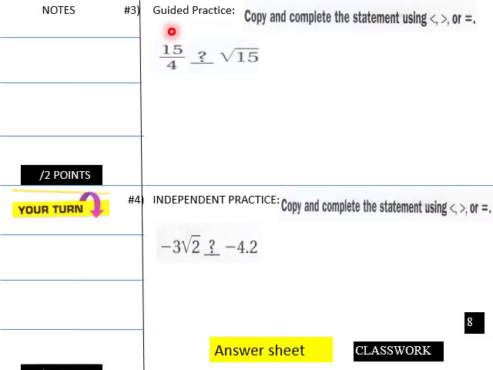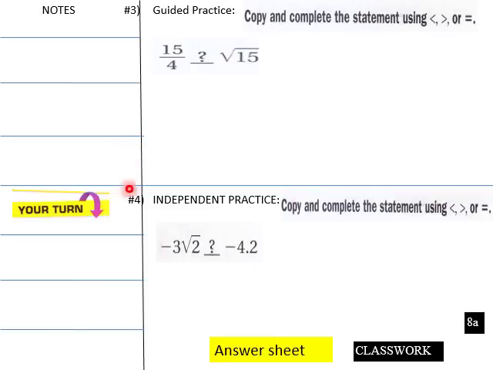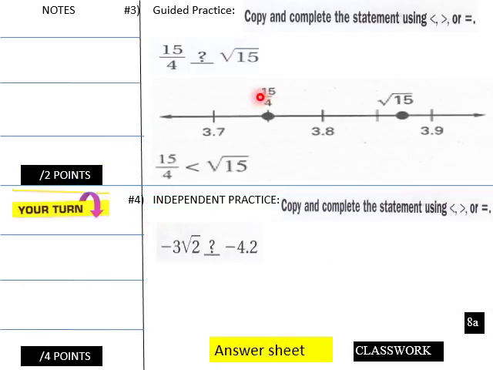Okay, let's do our guided practice, 2 points. Independent is 4 points. So our guided here, this is your lucky day, students. Our guided is here. We put these on a number line. 15 over 4, square root of 15 is here. So 15 over 4 is less than square root of 15. Is it your lucky day, students?